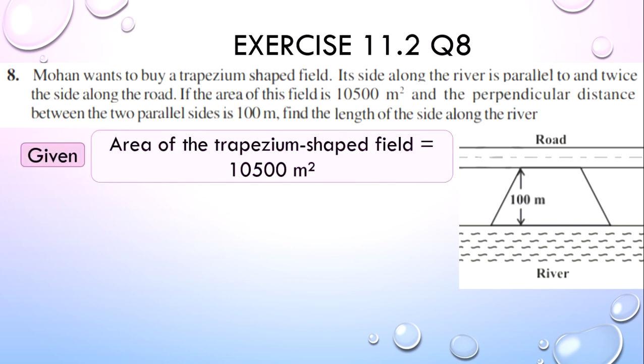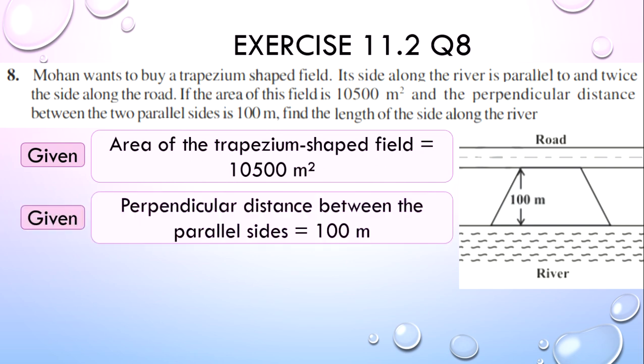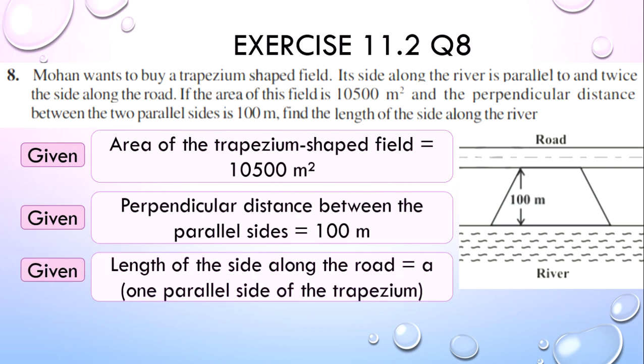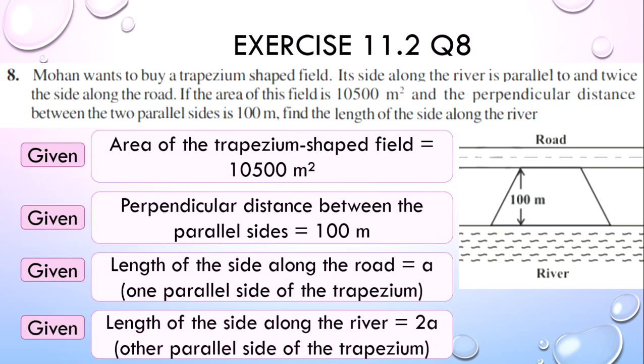Area of the trapezium-shaped field is equal to 10,500 meter square. Now the perpendicular distance between the parallel sides is given as 100 meter. The length of the side along the road, which forms one of the parallel sides of the trapezium, is equal to A. We can take it as the variable A. Same way, the length of the side along the river, which forms the other parallel side of the trapezium, we can take it as 2A because it is twice the side along the road.